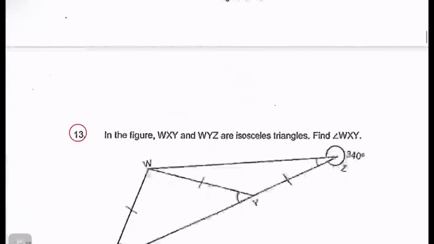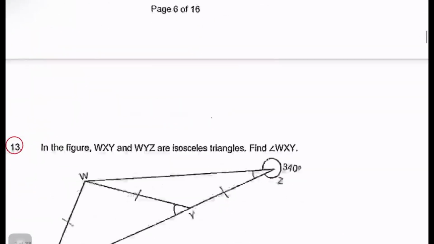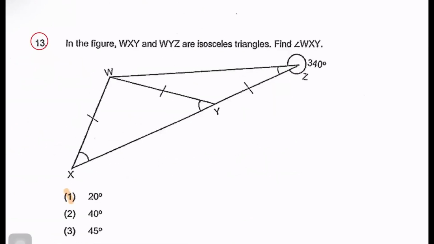Wait, next page. Question 13. In the figure, WXY and WYZ are isosceles triangles. Remember what is an isosceles triangle? Find angle WXY.